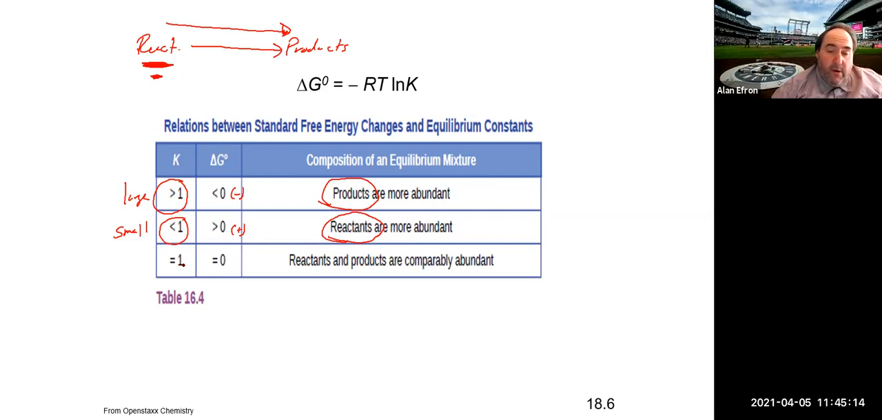If K is one, our natural log of K there would give us a 0 value, and our delta G would be 0. And it's sort of a toss-up at that point. You've got probably reactants and products, but maybe not a lot of each at that point. So again, because this really does relate to our equilibrium constant value, we can definitely use that knowledge from before to help us predict what the delta G would be and what we would expect to have at equilibrium.